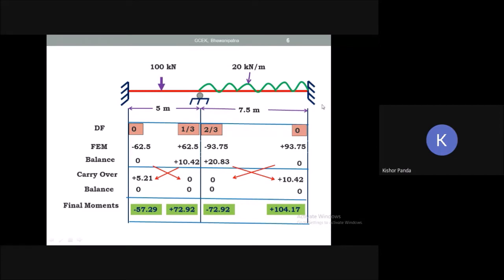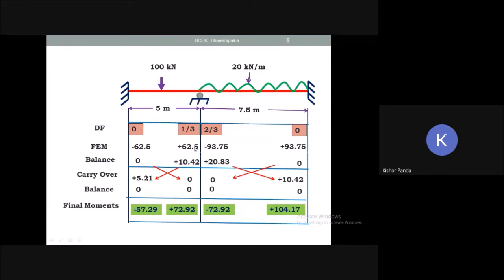So these are the fixed end moments you write in the corresponding columns. This is 1, 2, 3. So MF12 you write here, MF21 here, MF23 here and MF32 here. First you write the distribution factor, then you write the fixed end moments. Then what is the next step? Then you have to go for balancing the joint. So here you see, this is the fixed end moment and you have to balance this moment by multiplying with the distribution factor. Here minus 62.5 into 0 is 0.